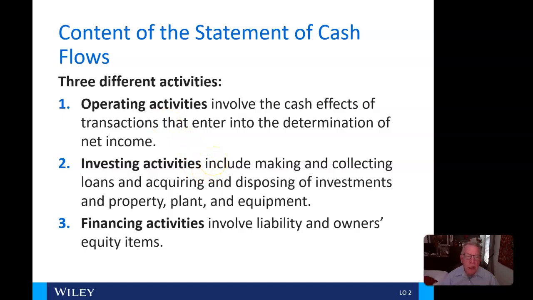Investing activities include making and collecting loans, acquiring and disposing of investments, and property, plant, and equipment. These are our long-term assets. And then our financing activities, they involve liability and owner's equity items. These are our equity section and liability section of our long-term liabilities of the balance sheet.